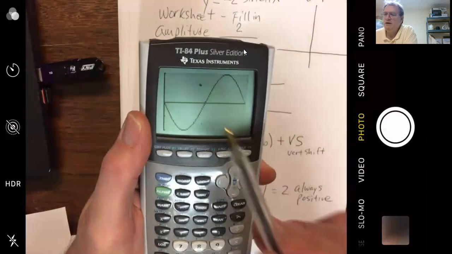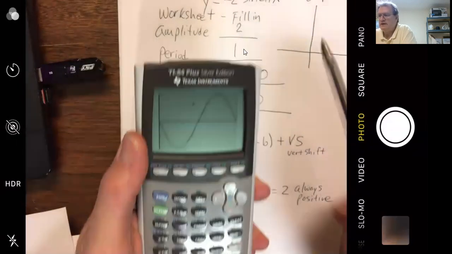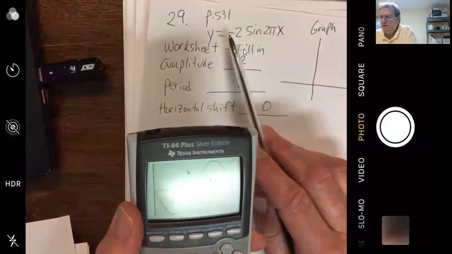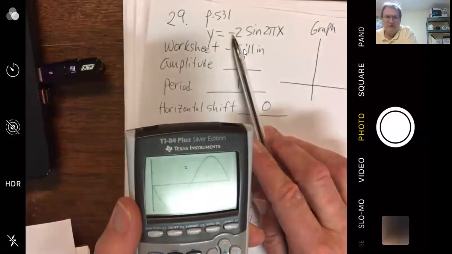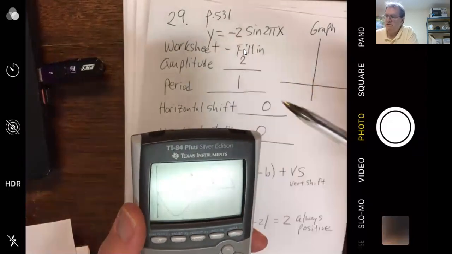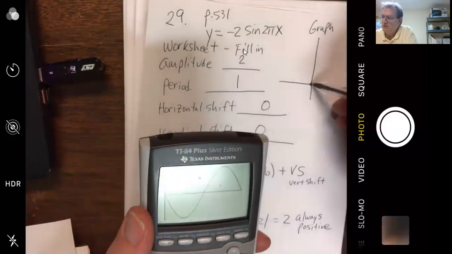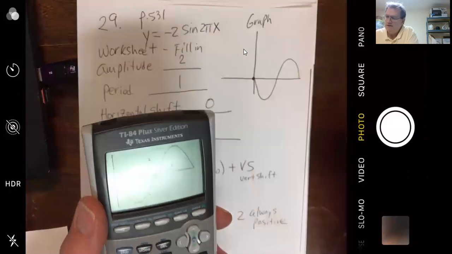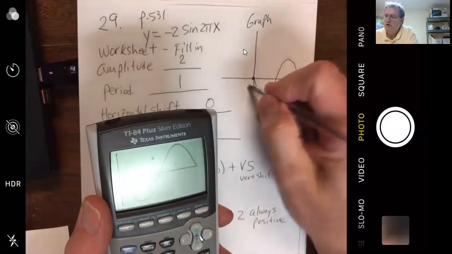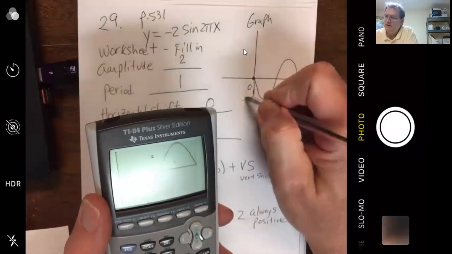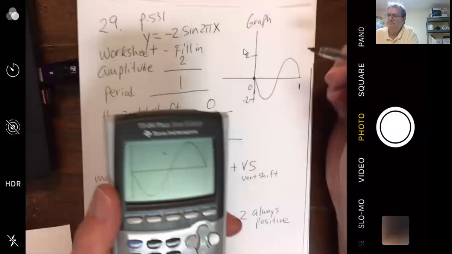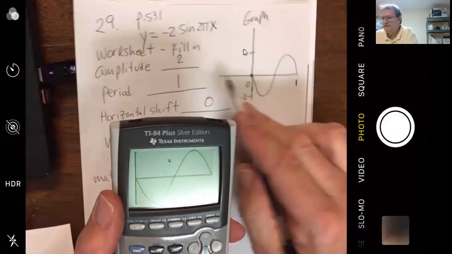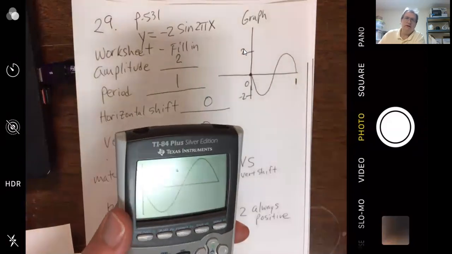Notice this one starts in the middle. It goes down because of the negative on the 2. So what's down is up and what's up is down. So in effect, down, up, and then down for one period. This is 1, here's 0. You're going down to -2 and you're going up to 2. And it would repeat in each direction.